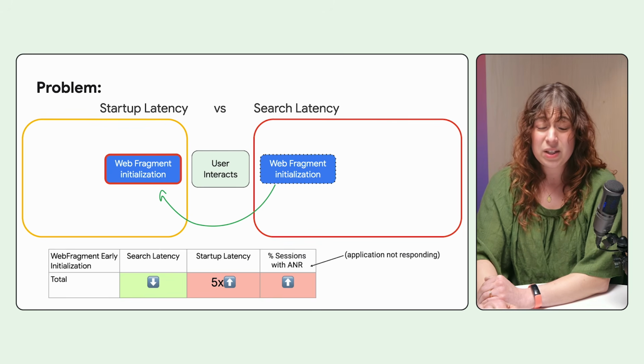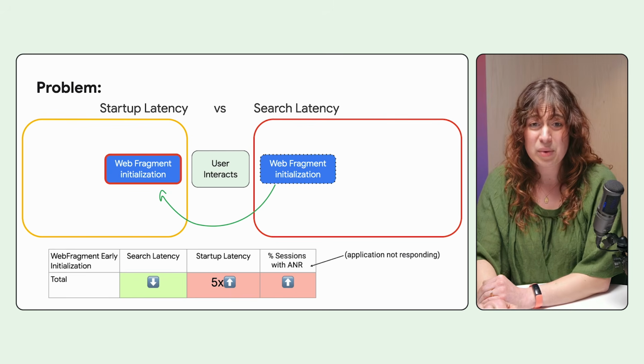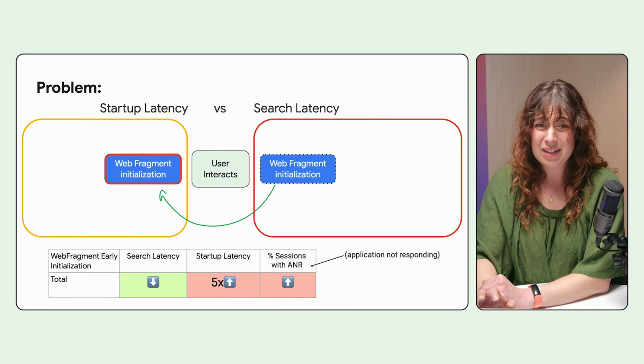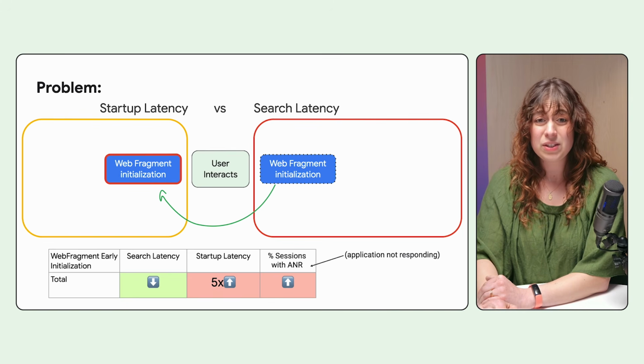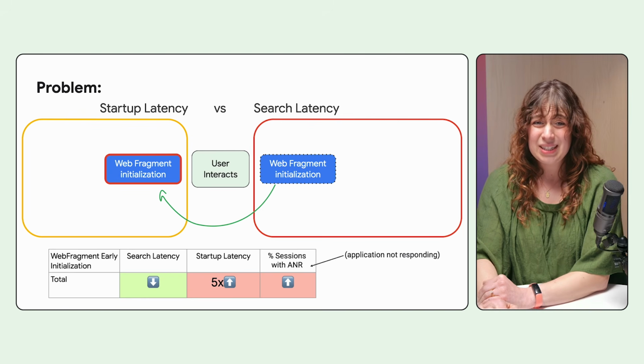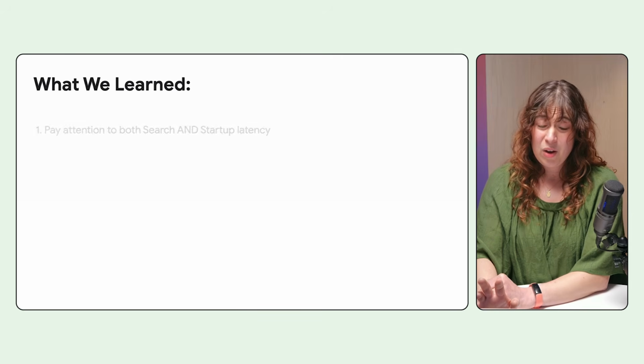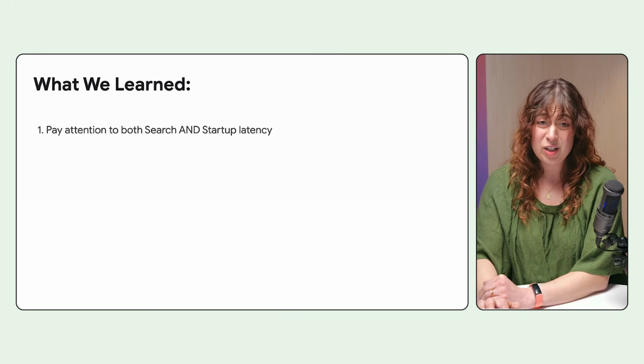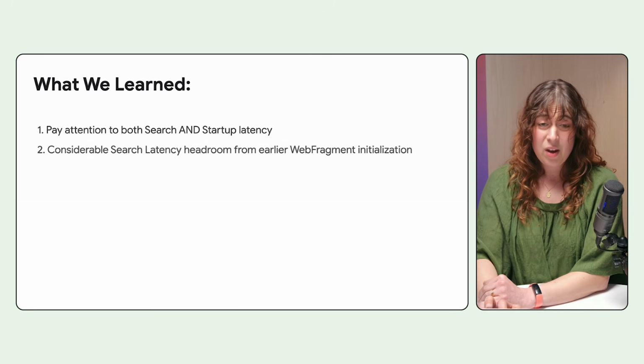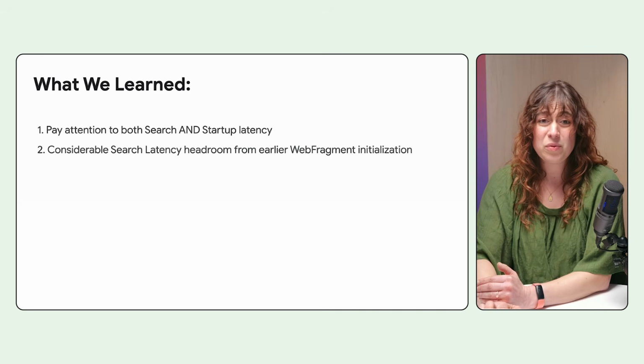As it turns out, by looking just at search latency as the metric to improve, we forgot something. We had moved that web fragment initialization from out of the search latency time right into a highly contested startup latency block of work. Oops. And so we learned, one, we need to pay attention to both search and startup latency. Two, we cut a lot of search latency if we could somehow move the web fragment initialization earlier.